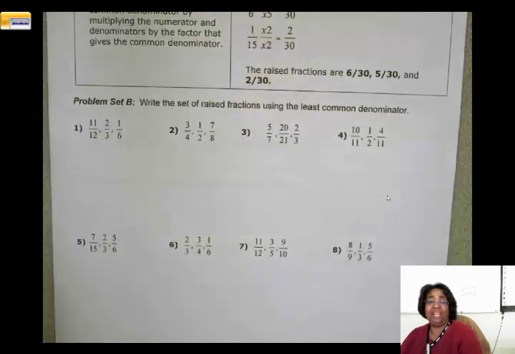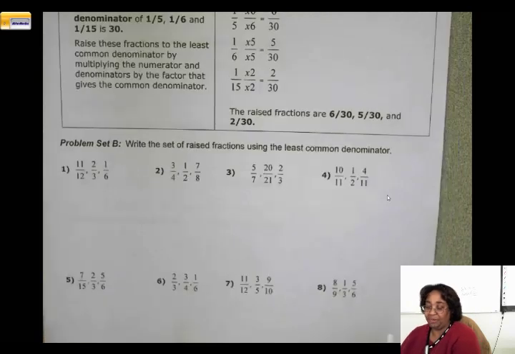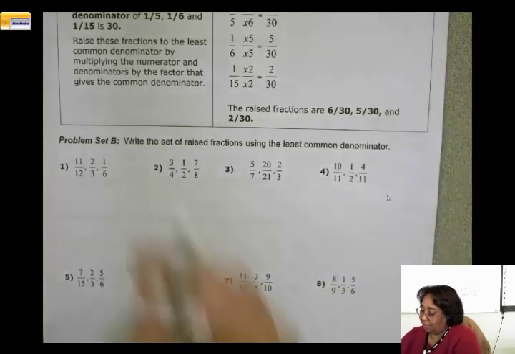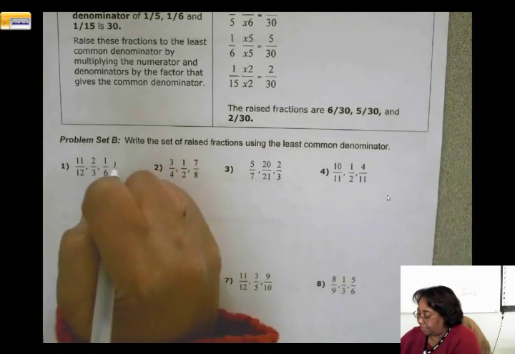On page 3, you're going to find the LCD, but then you're going to raise the fraction. I don't want you to add anything, I just want you to raise it. So let's do number 1 together. What's the LCD for 12, 3, and 6?